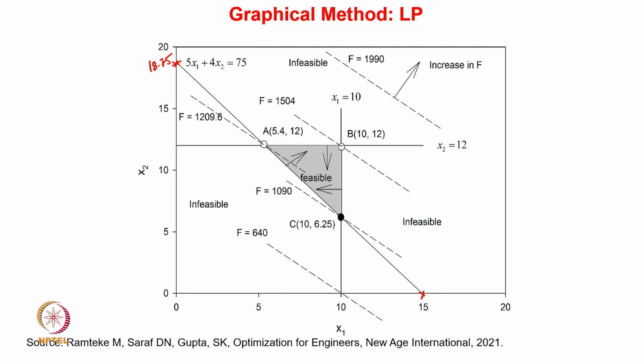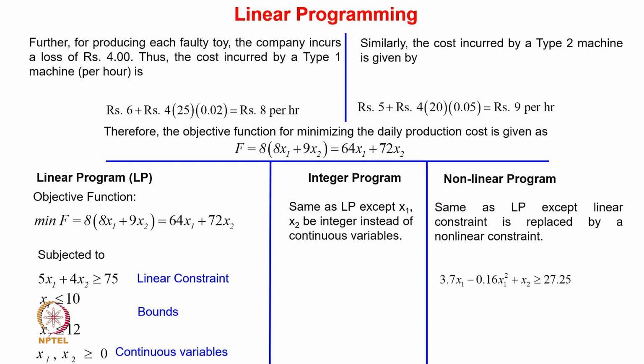If you look at all these three constraints, this shaded area is the feasible region. So my optimum solution has to be within this shaded area, correct? Now, what is the objective function given here? My objective function is a linear equation, 64x1 plus 72x2. This is going to give me a straight line. Whatever values of x1 and x2 I put, I will get some value of f, and the locus of these values of f will be a straight line. So I can draw different straight lines like this for different f.